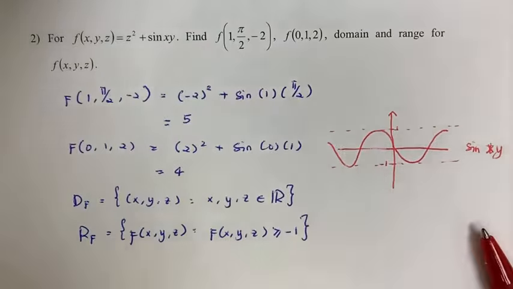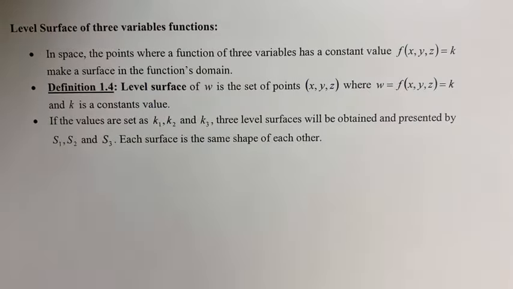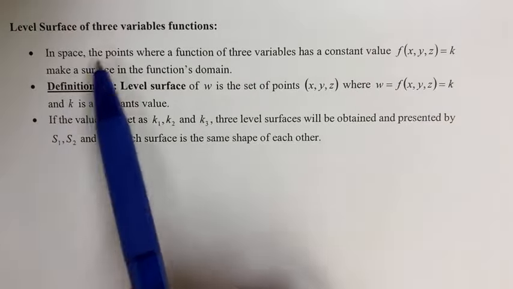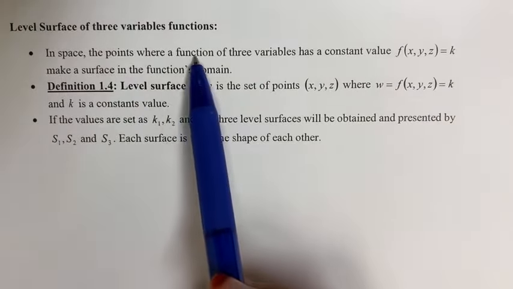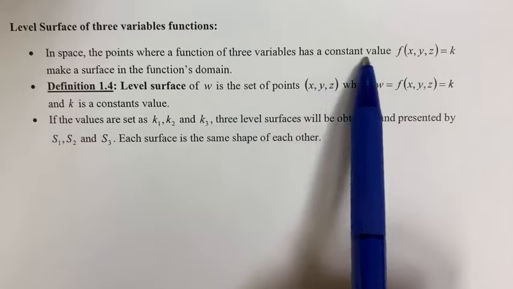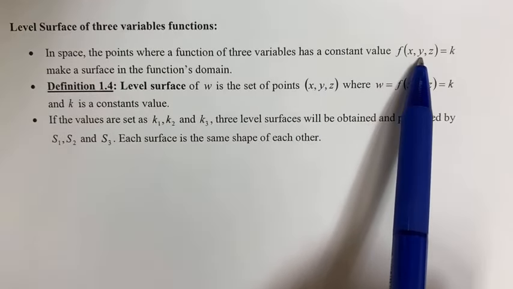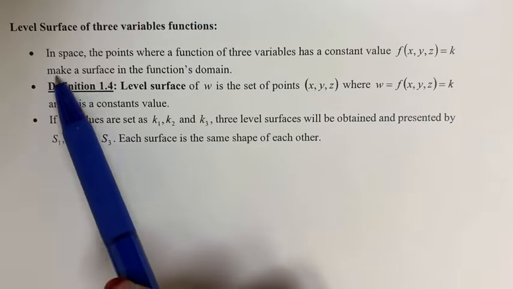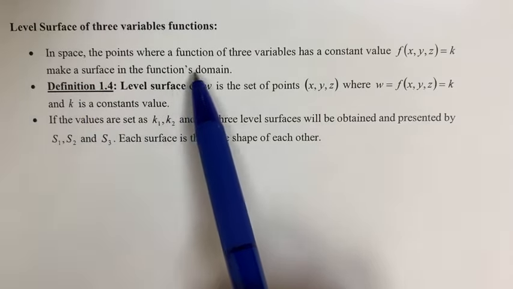And for the last subtopic for this 1.1, level surface of three variables functions. In space, the points where a function of three variables has a constant value f(x, y, z) equal to k make a surface in the function's domain.